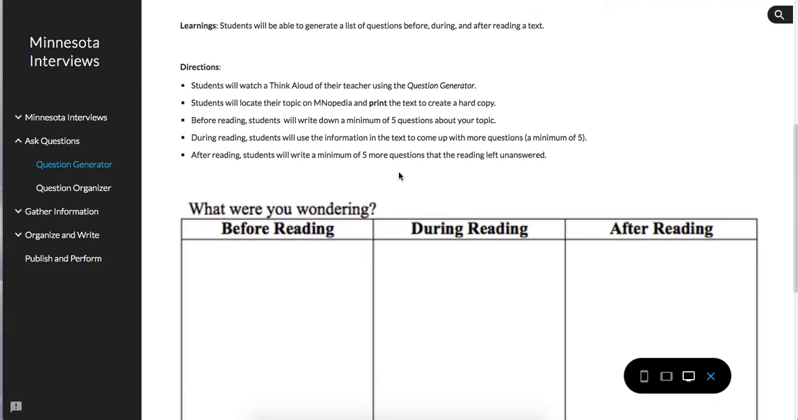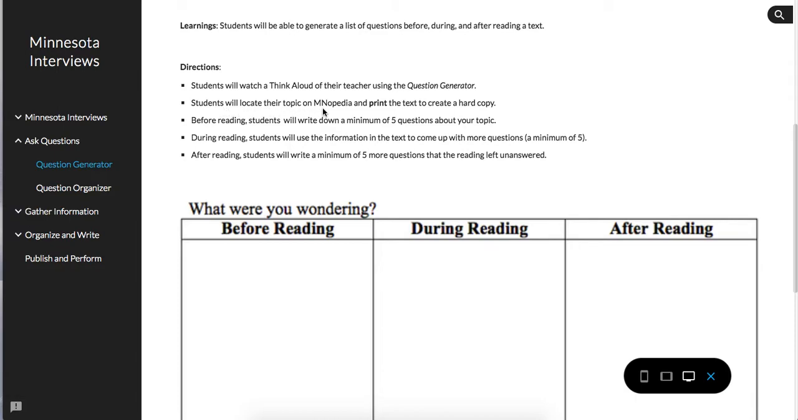So, directions. Now I'm going to step out of this to show you things as I go through the directions, so you'll see me clicking through different screens. Students will watch a think aloud of their teacher using the question generator. That's what you're watching right now, and this is going to give you a sense of how to use this question generator.